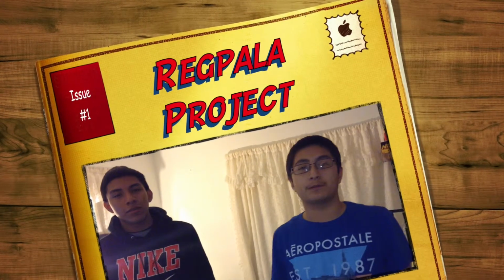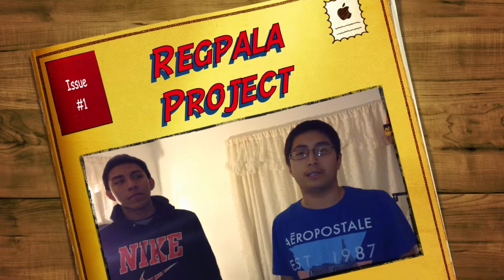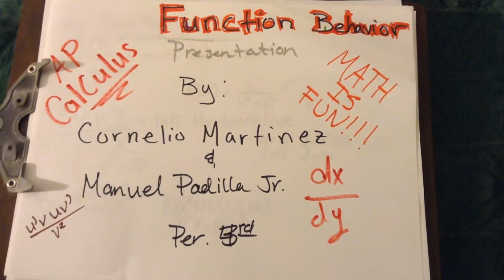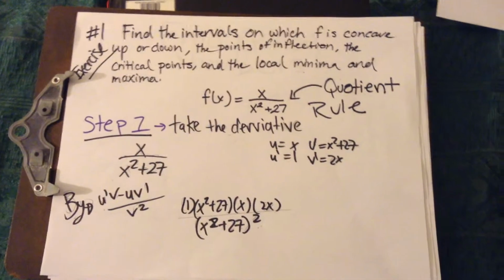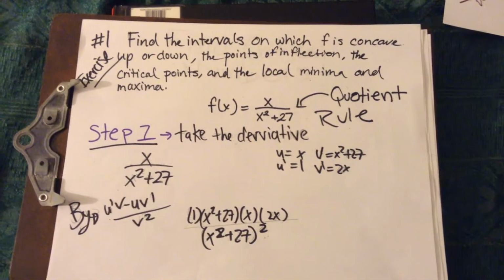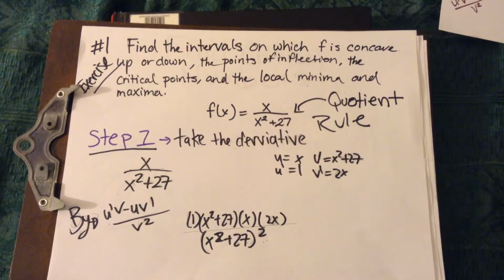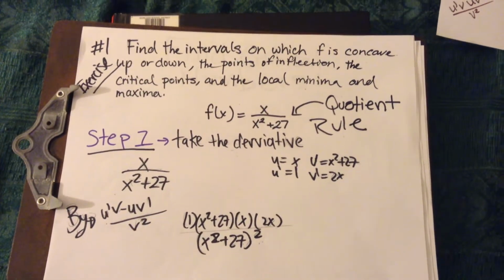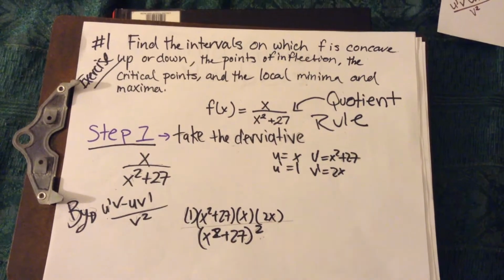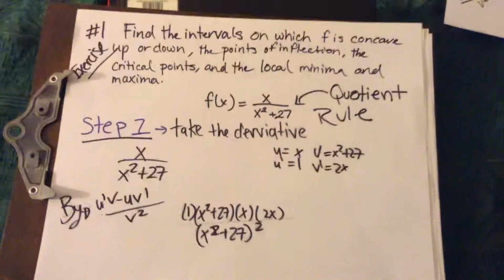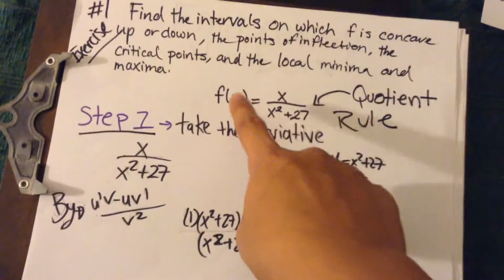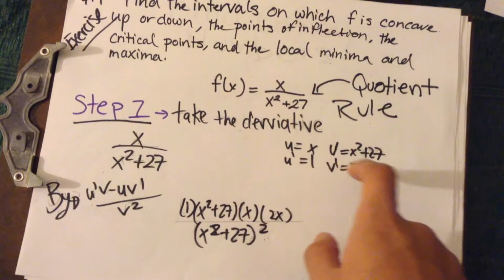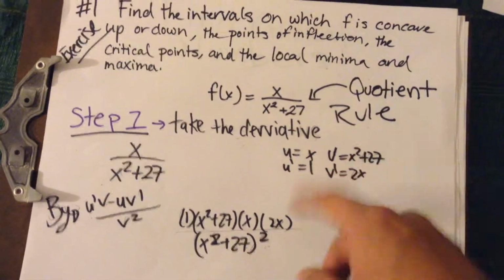And today we're going to present to you how to do function behaviors. Our problem is to find the intervals on which f is concave up or down, the points of inflection, the critical points, and the local minimum and maximum. Our problem is f of x equals x over x squared plus 27, and you can tell that's the quotient rule.